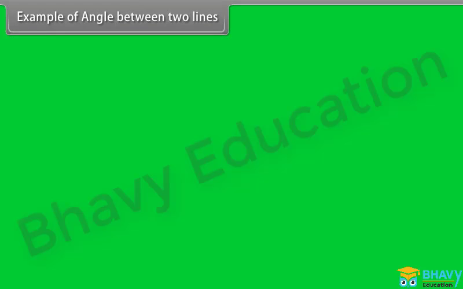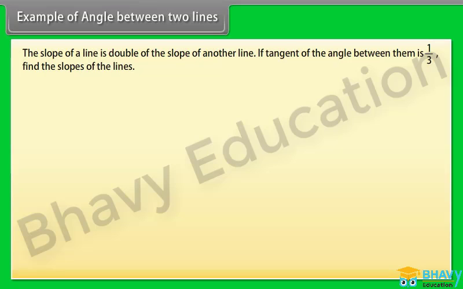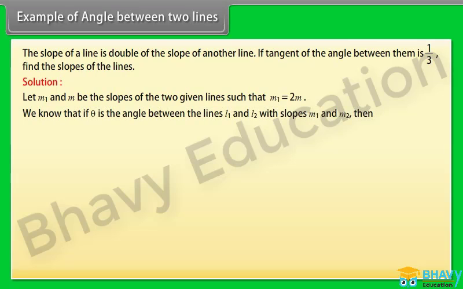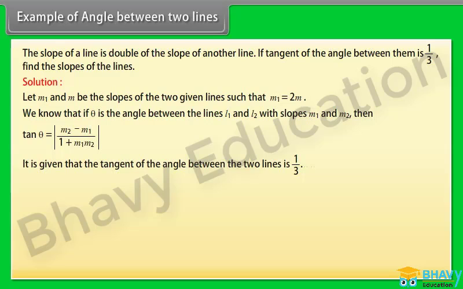Example of angle between two lines. The slope of a line is double the slope of another line. If the tangent of the angle between them is 1/3, find the slopes of the lines. Solution. Let m1 and m be the slopes of the two given lines such that m1 is equal to 2m. We know that if theta is the angle between the lines L1 and L2 with slopes m1 and m2, then tan theta is equal to modulus of (m2 minus m1) divided by (1 plus m1 m2). It is given that the tangent of the angle between the two lines is 1/3. Therefore, 1/3 is equal to modulus of (m minus 2m) divided by (1 plus 2m into m).